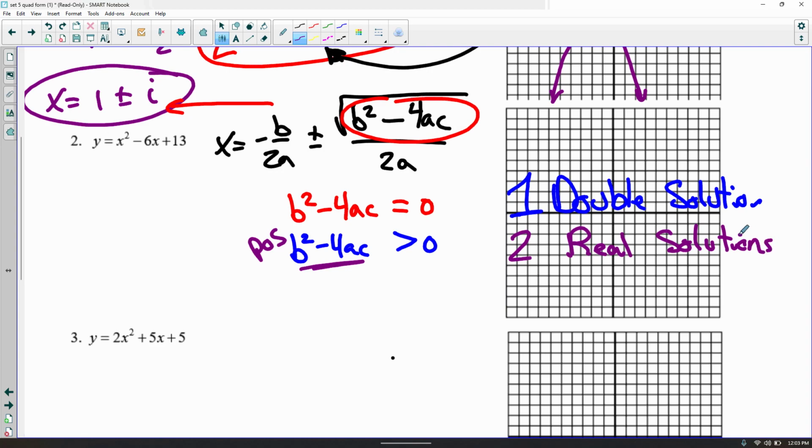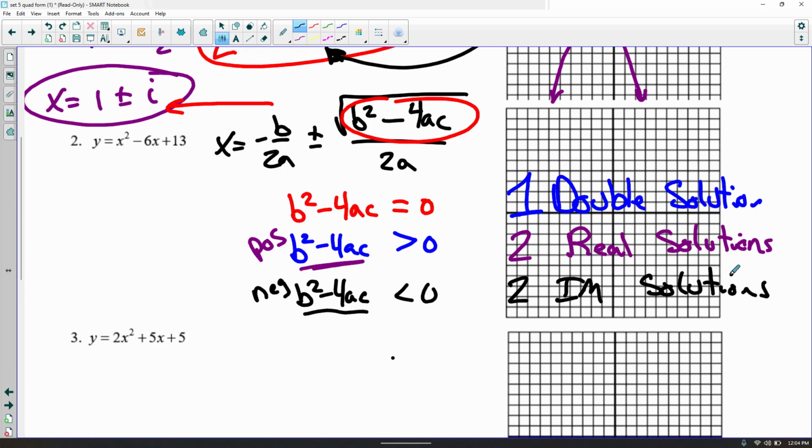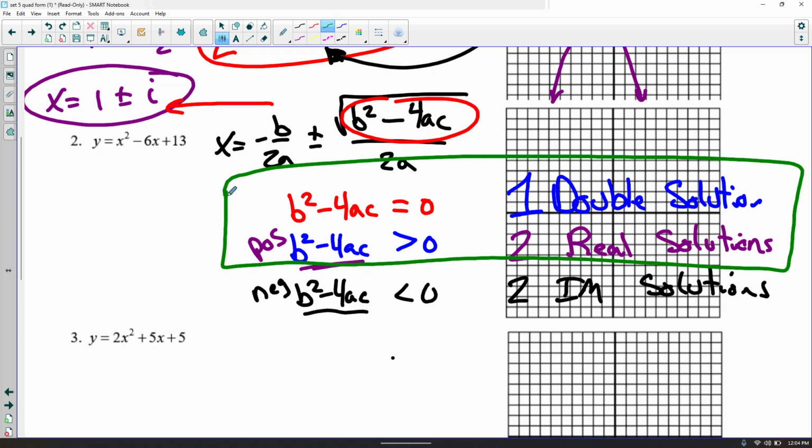Okay? 1 more. b squared minus 4ac is less than 0. That means when b squared minus 4ac is negative, you have 2 imaginary solutions. Now, just so you guys know, the state exam will only represent those, because the state exam will not recognize what numbers? Imaginary numbers. Quite unfortunate. It really is.